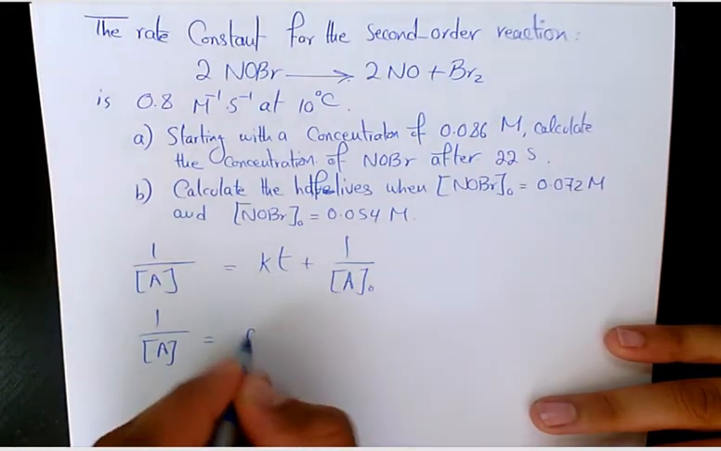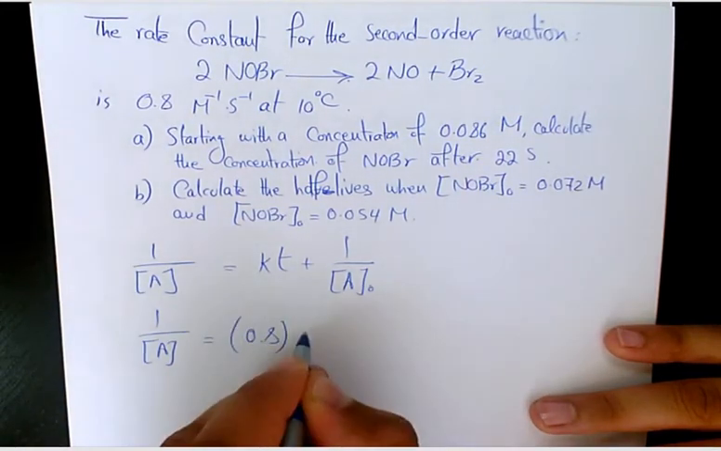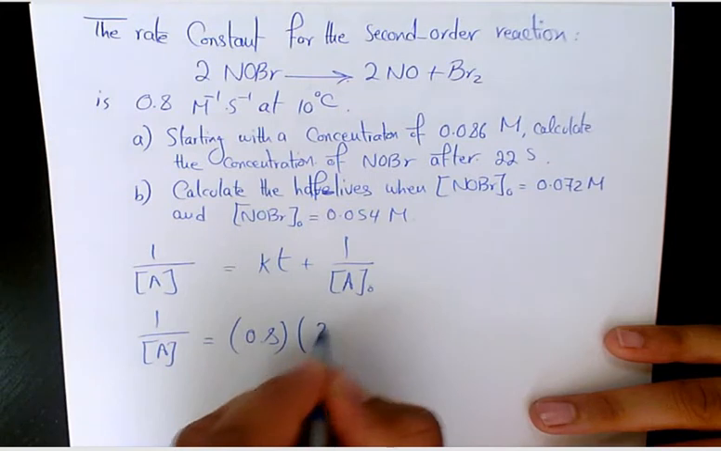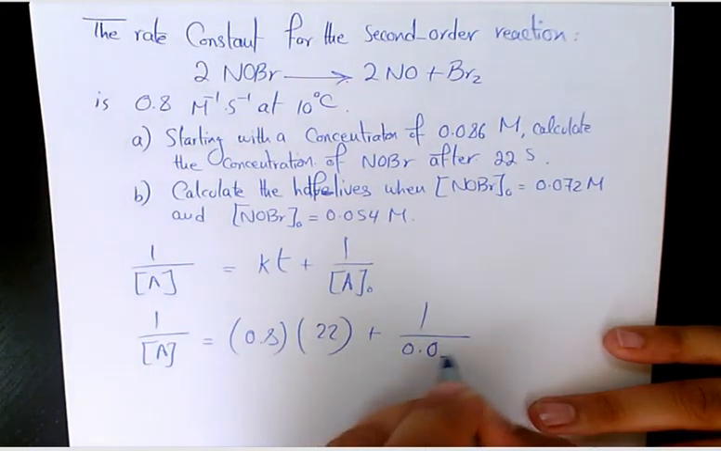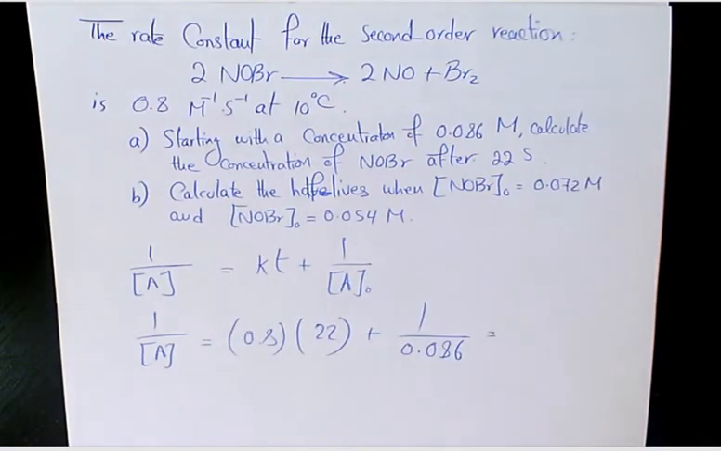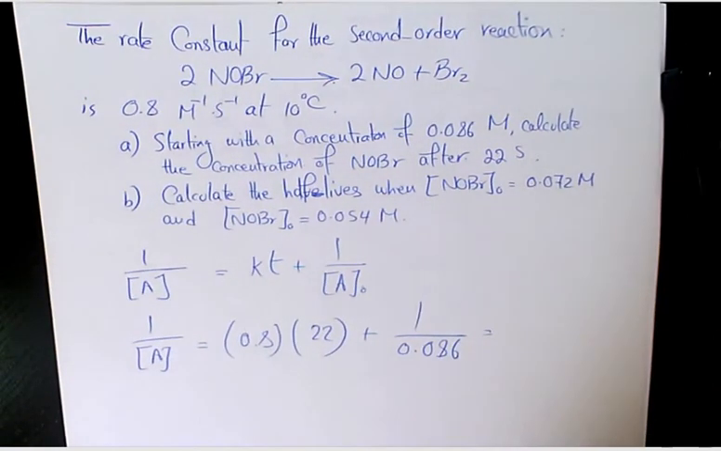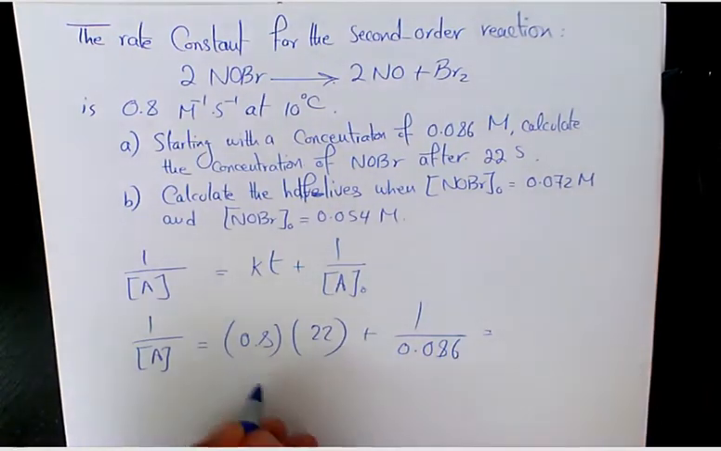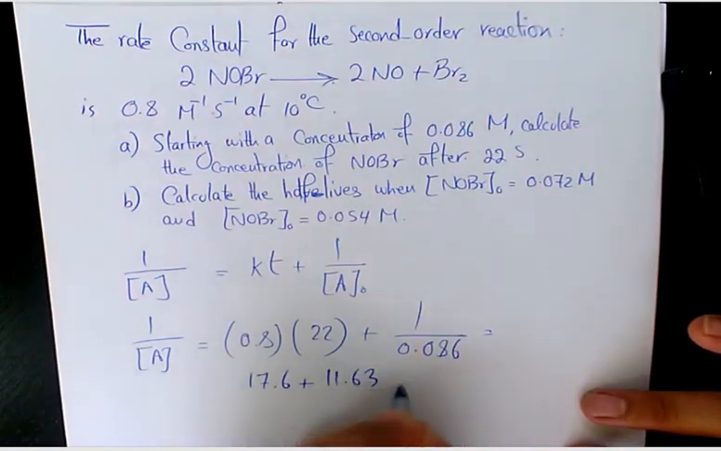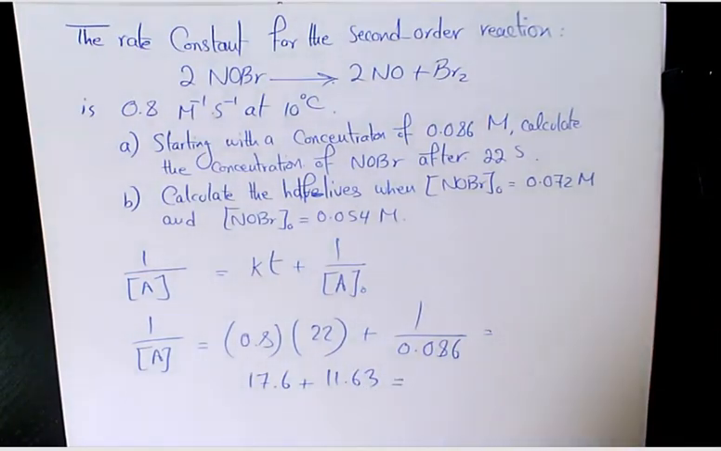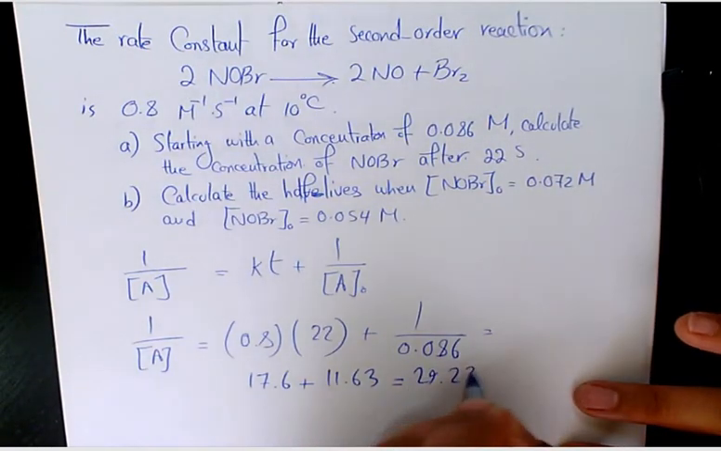K is given, which is 0.8. Time is given, 22 seconds. Initial concentration, which is given, 0.086. So that's going to be 0.8 times 22, that's 17.6 plus 1 divided by 0.086, that's going to be 11.63. That's going to be 29.23.